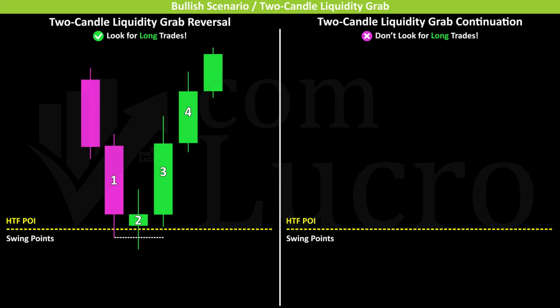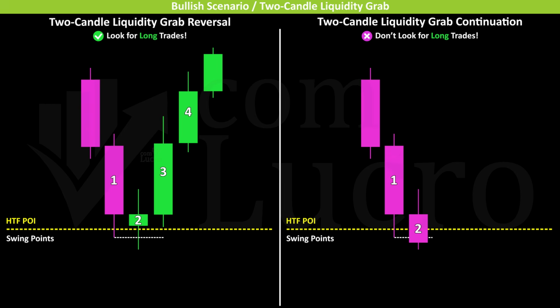increasing the probability of a bullish reversal, or at least a significant retracement higher. However, if price fails to create a valid bullish two-candle liquidity grab reversal and instead continues showing bearish continuation below the higher time frame swing low, then we should avoid looking for bullish or long setups. In this situation, the market is showing acceptance below the higher time frame level, rather than rejection, suggesting that bearish continuation may still remain in control.